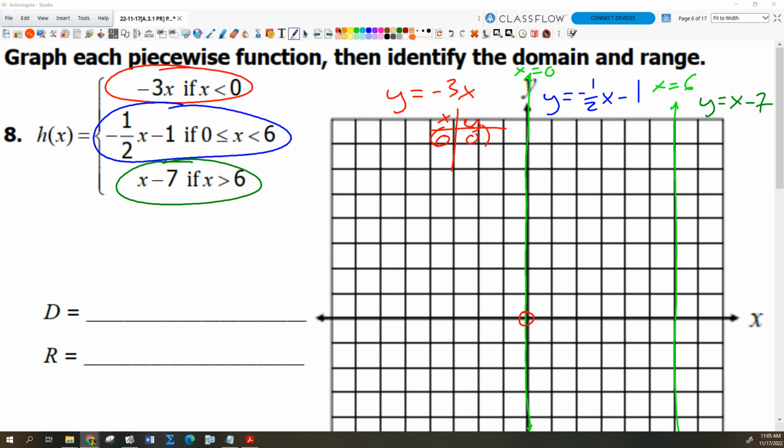We need another one. How about if we just pick like negative 2? That good? I just want to pick one that's going to kind of stay on the graph. So if I pick x equals negative 2, y would be negative 3 times negative 2. What's that?